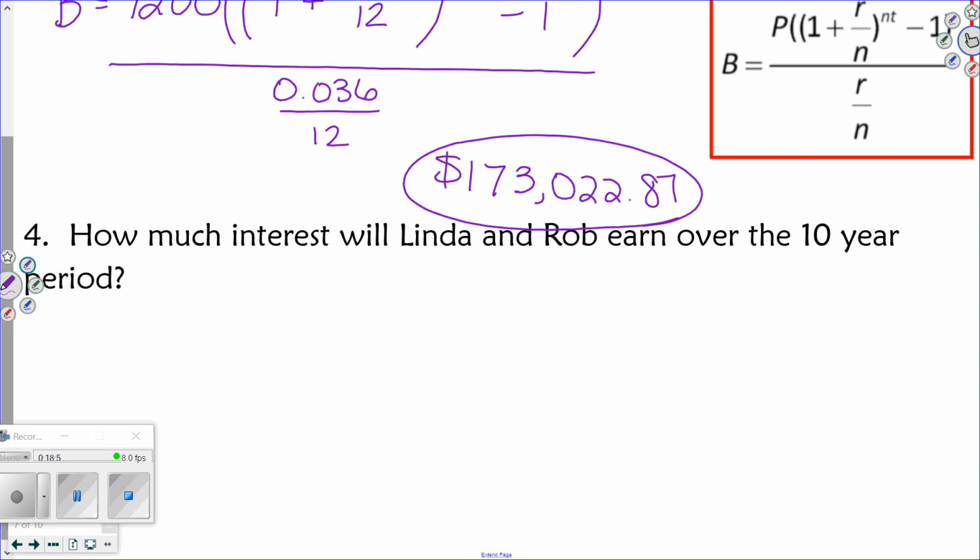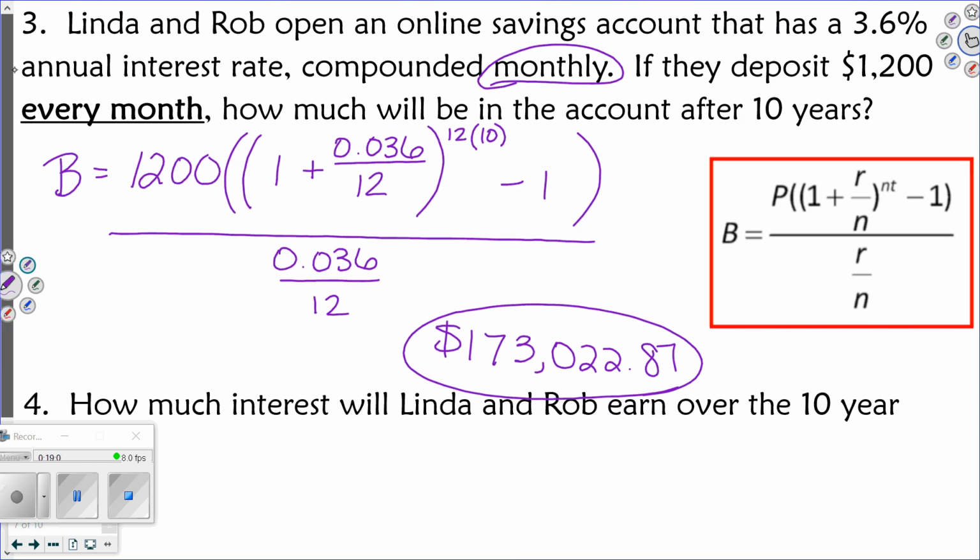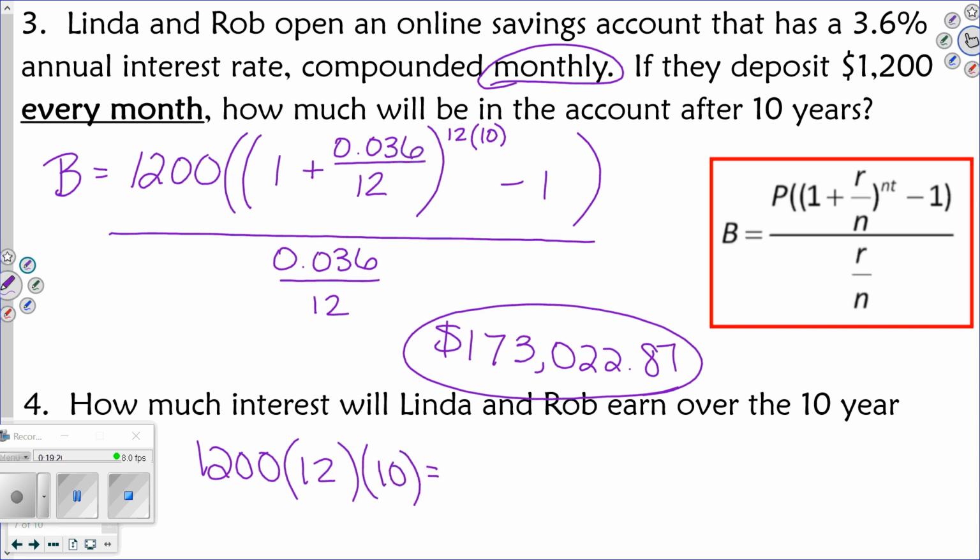You should have written it down. Not 12,000. 144,000. Because they are putting in $1,200 every month, right? So if I multiply by 12, that's telling me how much they put in per year. And then we're doing this for 10 years. Yeah, so they actually put in $144,000 of their own money.